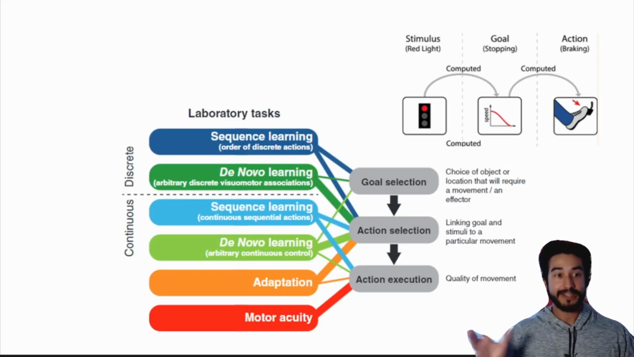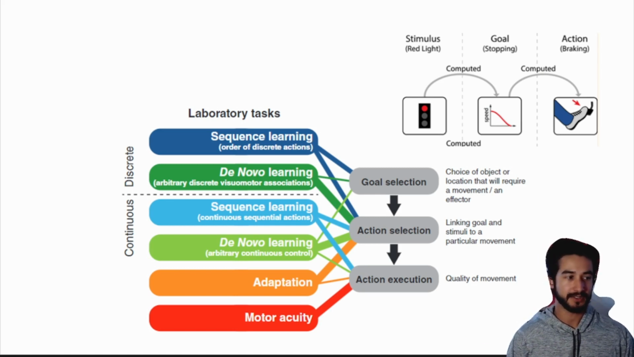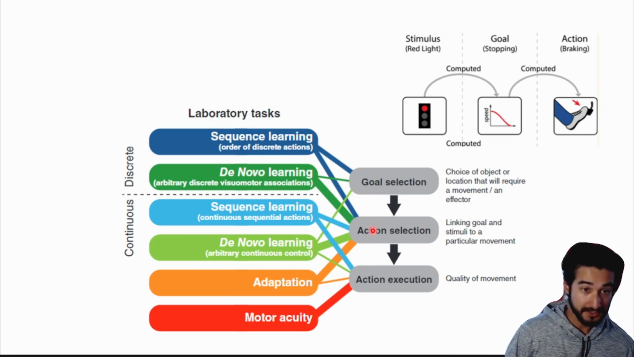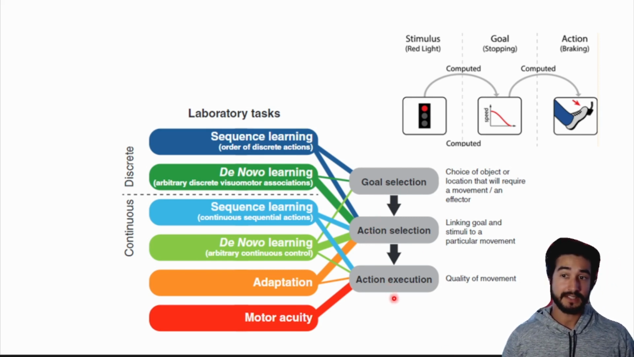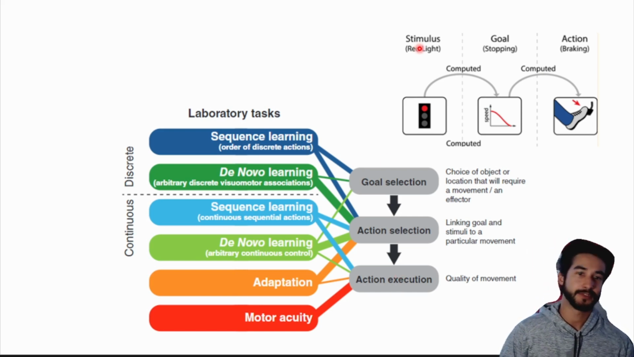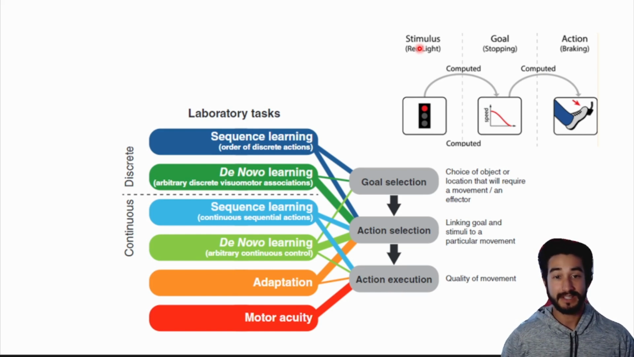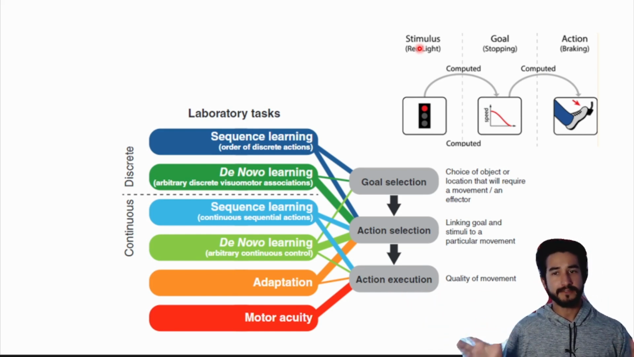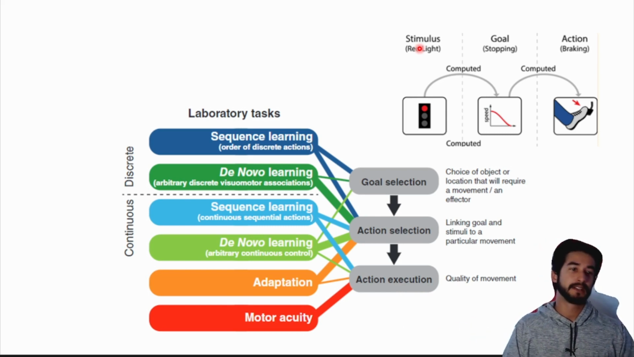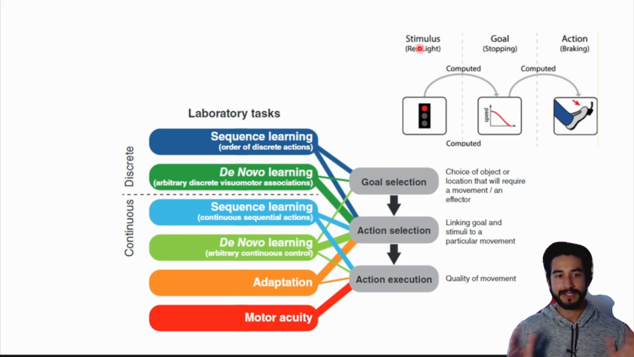Anyways, we can break down motor learning into three main components. The goal selection part, let me get my little laser pointer. So we have the goal selection part here, and then we have the action selection, and then action execution. Let's take the example of learning to hit the brake when you see a red light while driving. At some point you learn that when you see a red light, the car needs to stop. And in order to achieve that, you need to press the brake pedal, and then you must execute the pressing of the brake pedal with your foot.